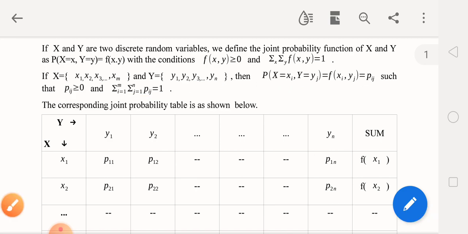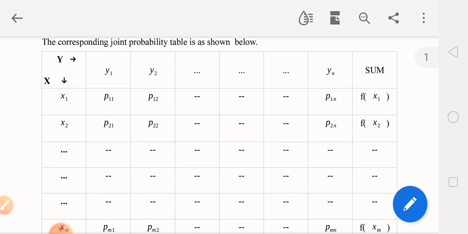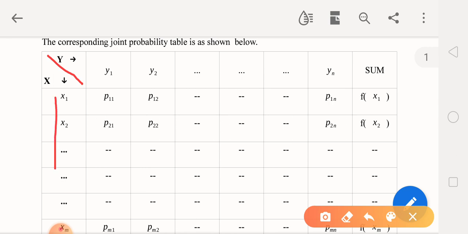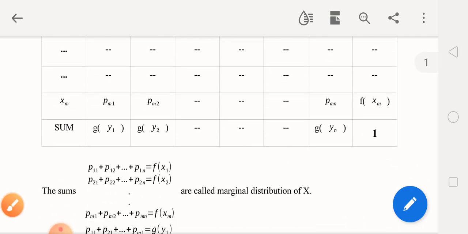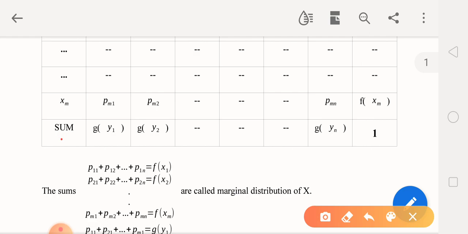Now for this X and Y, how to write the joint probability table? Very important. In the first corner, you take x values and y values as shown. So vertically downwards you write all x values and horizontally you write all y values. Take the last column for sum here, and here also take the last row for sum.